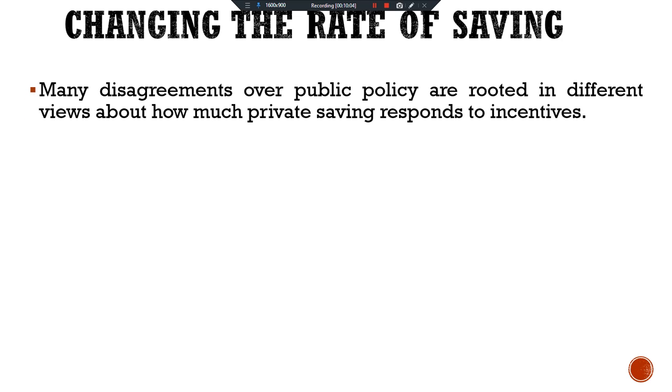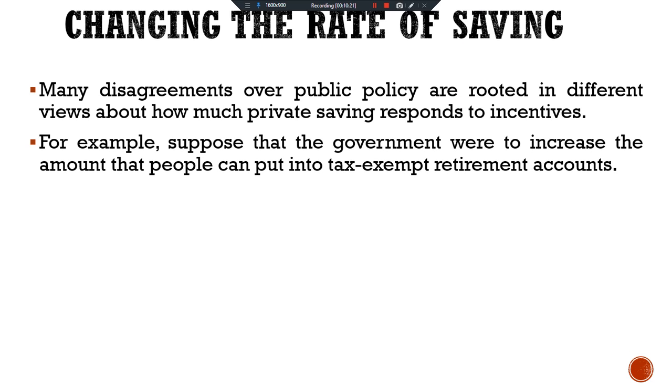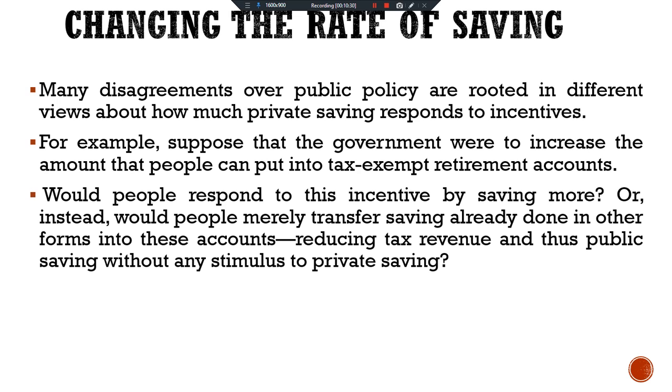Many economists' disagreements over public policies are rooted in different views about how much private saving responds to incentives. For example, suppose that the government were to increase the amount that people can put into tax-exempt retirement accounts. Would people respond to this incentive by saving more, or instead would people merely transfer saving already done in other forms into these accounts, reducing tax revenue and thus public saving without any stimulus to private saving?